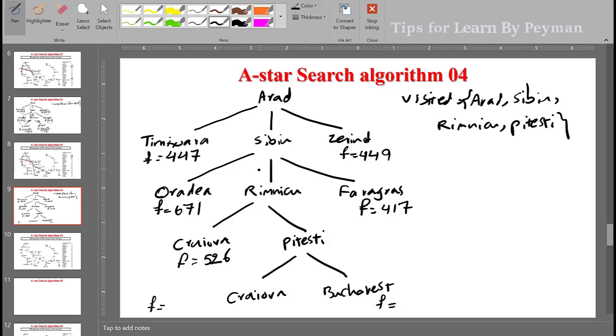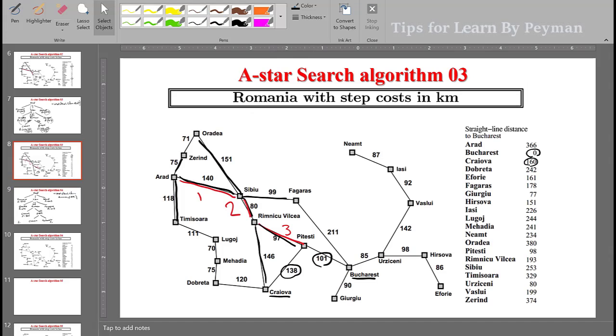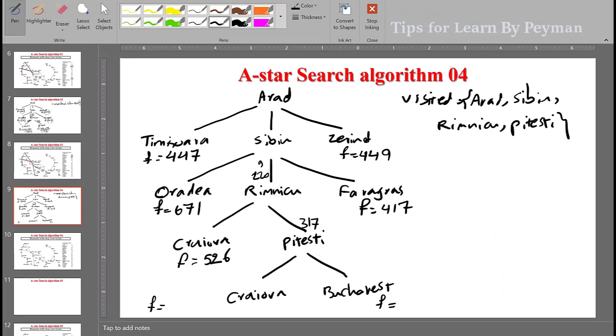So it was the G value until here, it was 220 for this, and for Pitesti the value was, I think, 317 here. So the value for Craiova and Bucharest must be calculated: 160, 138 and 101. So I write it here. For Craiova we have 138, and for Bucharest it is 101.